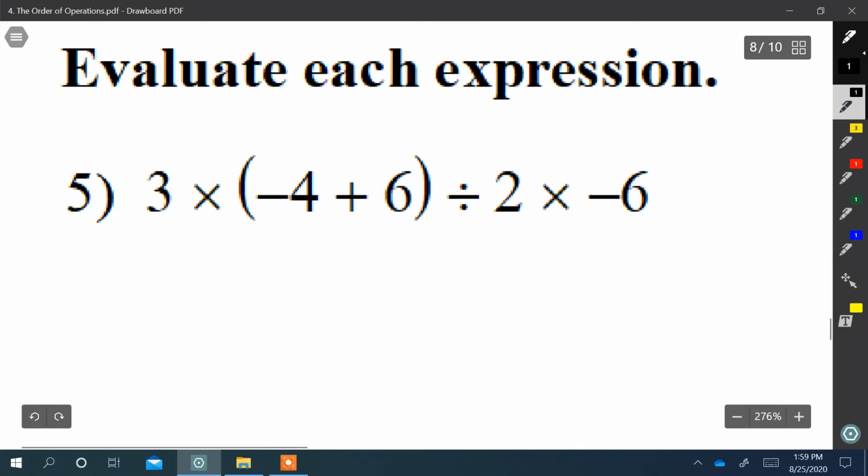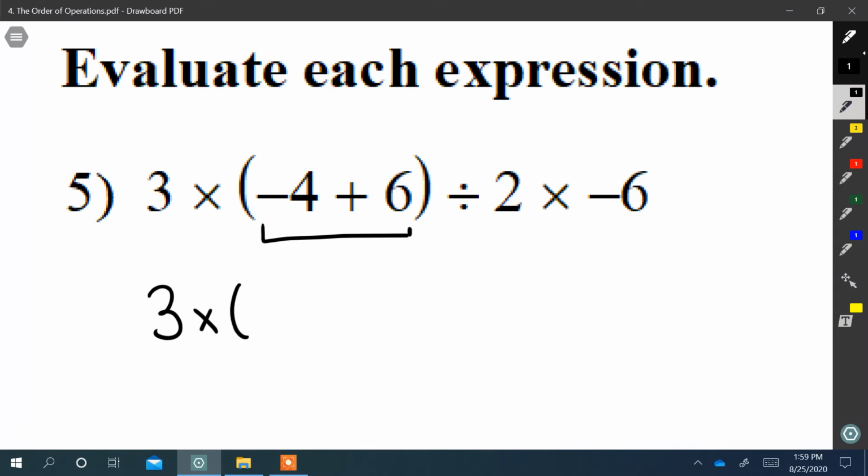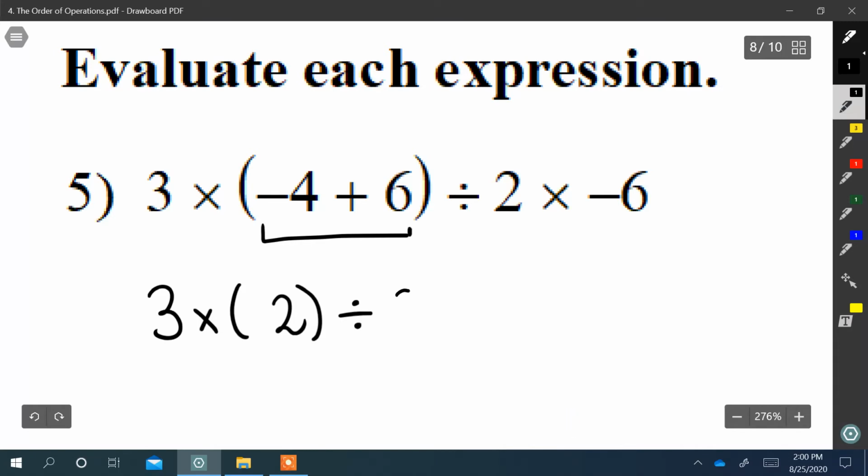Let's evaluate this expression right here. See if you can do it on your own. All right, the first thing you want to do is do parentheses first. So we're going to do 3 times, parentheses, negative 4 plus 6. We're not going to add those two because we have a negative and a positive. That means I need to subtract. But since I have more positives, the positives are going to win. So it's going to be positive 2, divided by 2 times negative 6.